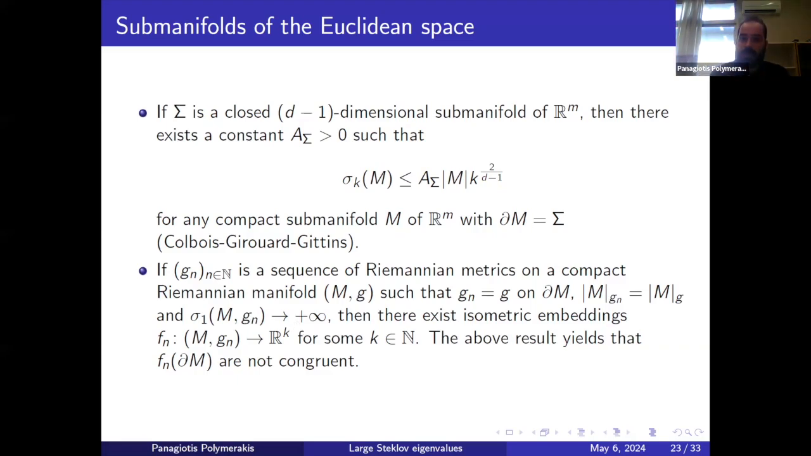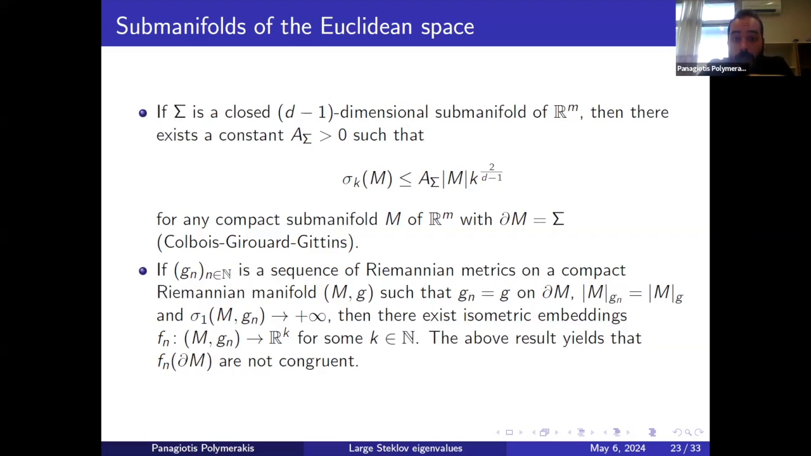So basically, we can think of these things as a sequence of Riemannian manifolds, M with Gn. All of them can be embedded into some Euclidean space of sufficiently large dimension. So we obtain a sequence of submanifolds of the Euclidean space with isometric boundaries, fixed volume, and arbitrarily large sigma 1. So we see from this result that these constants, depending on the boundary, cannot be chosen the same. So this means actually that the boundaries of the submanifolds are isometric, however, they're not congruent. That is, there is no isometry of the Euclidean space mapping one to the other.